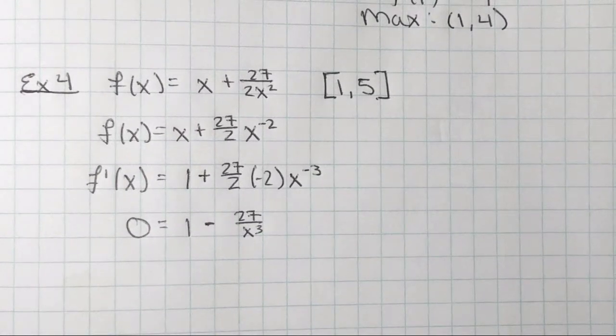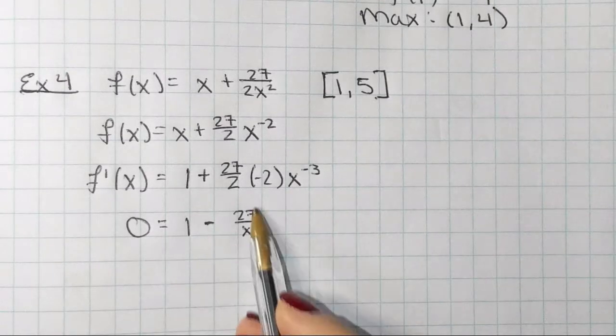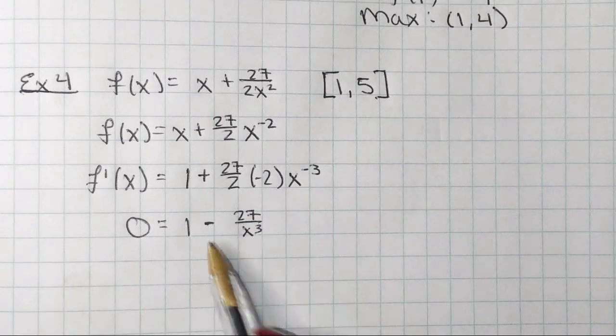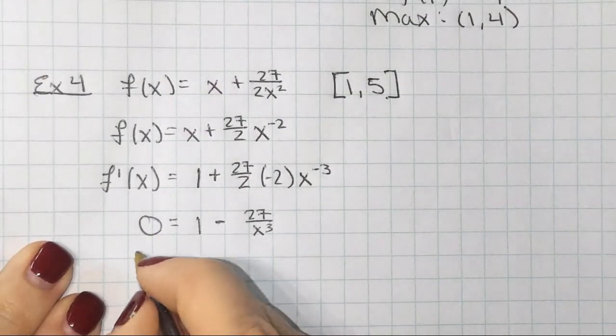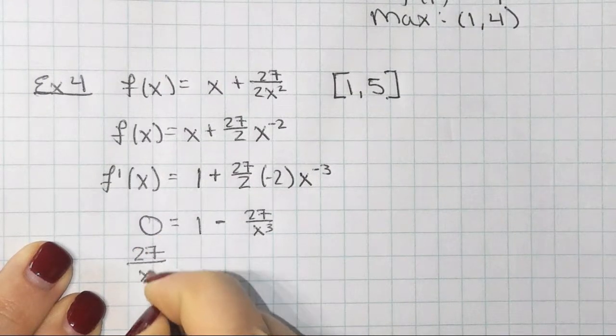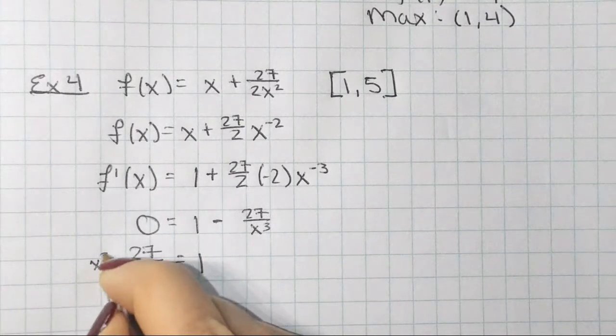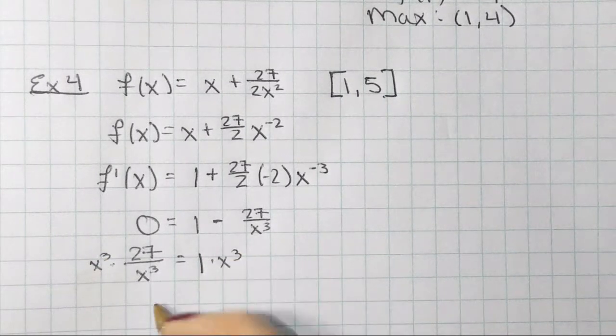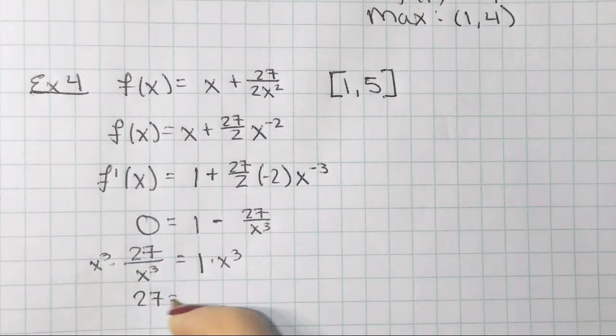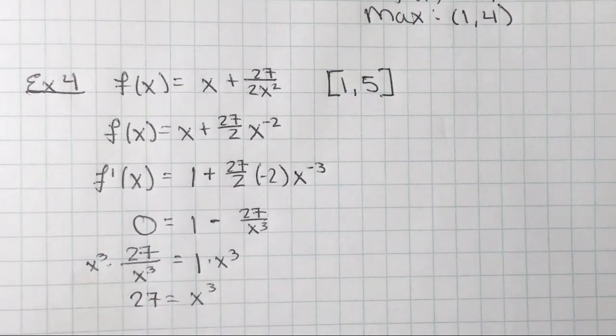So guys, I'm allowed to use that same trick that I just did. I can make this negative 27 over x to the 3rd, move it to the other side. So I have 27 x cubed equals 1. I can multiply by x cubed on both sides. So I get that 27 equals x cubed, which means x has to be what in this case?